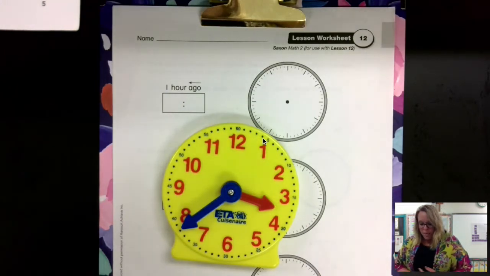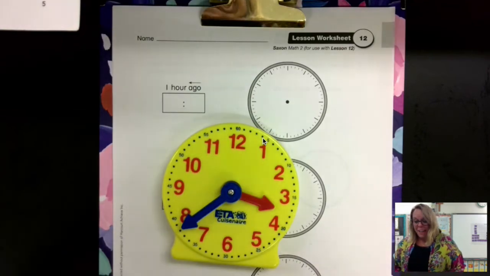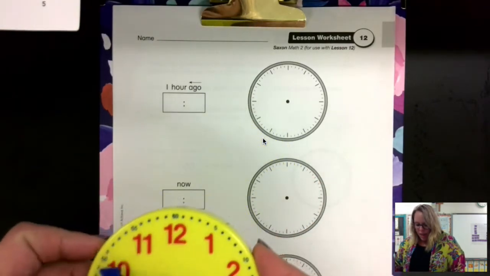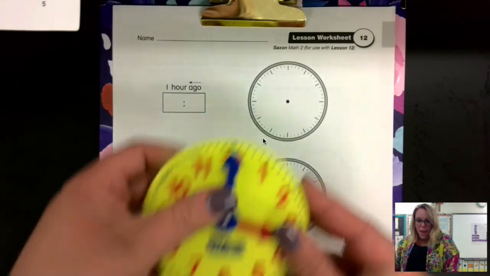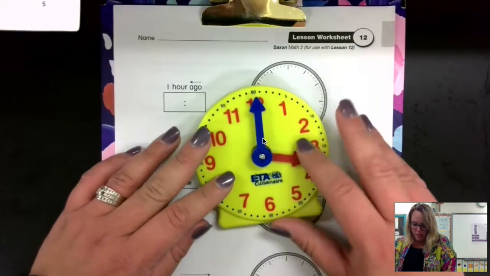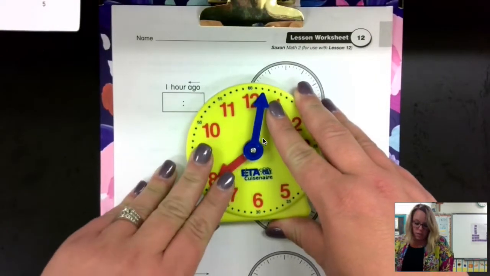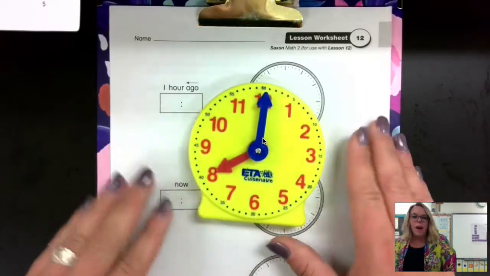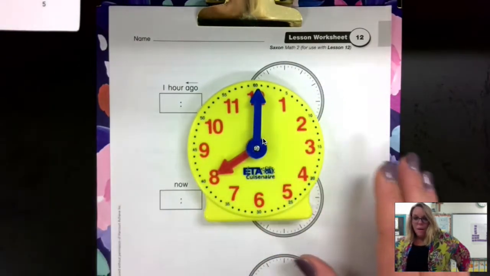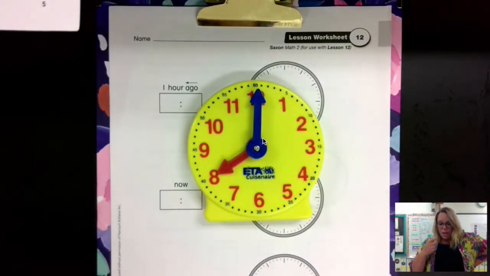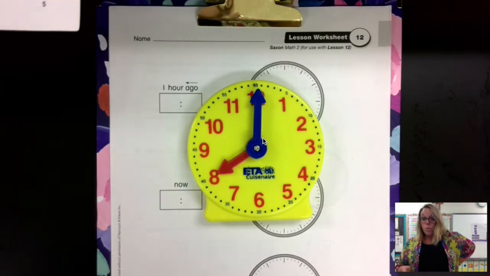Now, we want to show that it's 8 o'clock in the evening. So if it's 8 o'clock in the evening, I heard o'clock, and I know that on my clocks, I can move them separately from each other. And my hour hand is going to be on the 8, and my minute hand, o'clock, means it's going to go up at the 12. It's going to go through the 12.